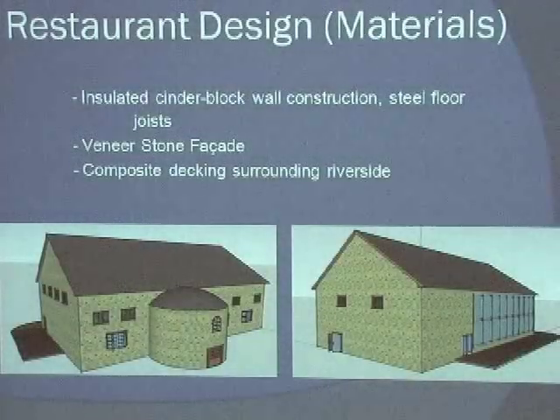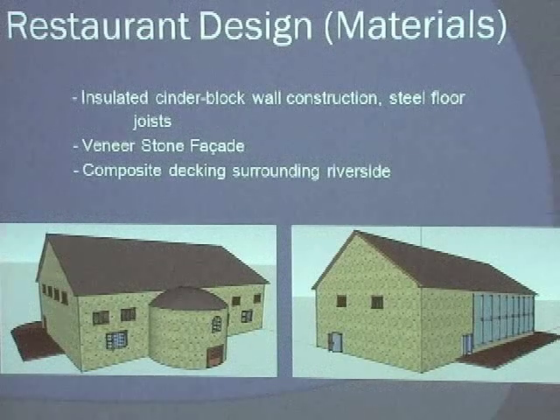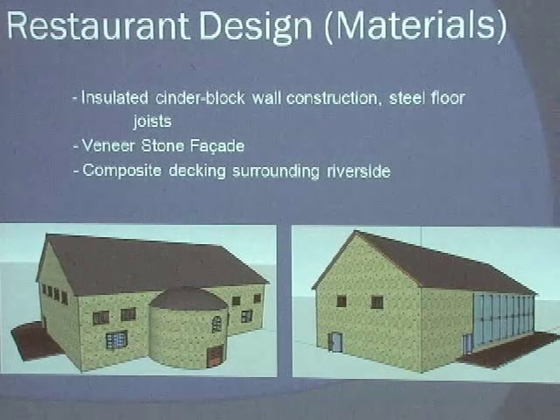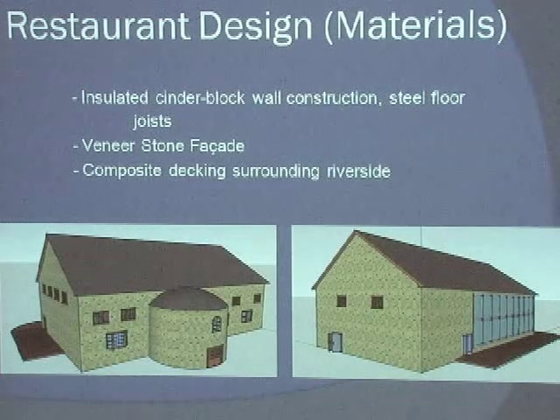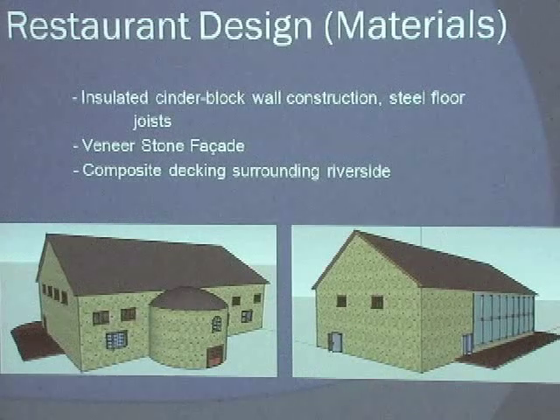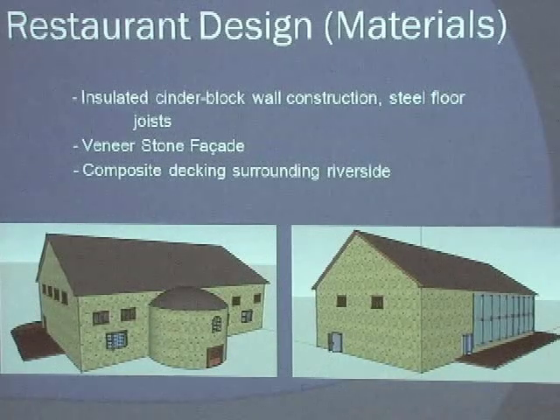These are some rendered images of the restaurant. This is the front view, the main entrance, and the rear view with the large glass wall. The exterior walls are going to be made of insulated cinder block, and steel joists are going to provide the second floor. It will be covered in a veneer stone facade to give it a classic and elegant look while also giving it a natural feel. The decking is going to be a composite material, so it's very long lasting and just another quality material.